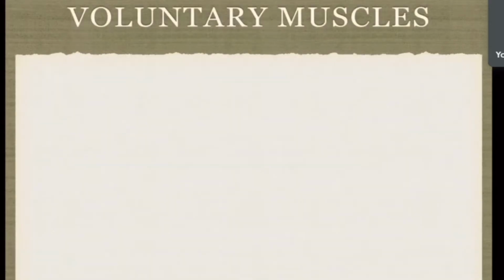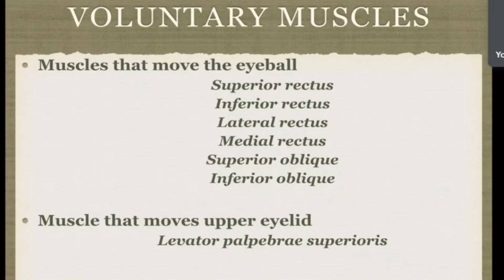So we look at the voluntary muscles first. How many voluntary muscles are there? Seven. There are seven voluntary muscles. There are four recti muscles, two oblique muscles, and one muscle that moves the upper eyelid. The recti muscles are the superior rectus, inferior rectus, lateral rectus, and medial rectus. Then you have the two oblique muscles, superior oblique and inferior oblique. So a total of six muscles move the eyeball, plus one that moves the upper eyelid, called levator palpebrae superioris.